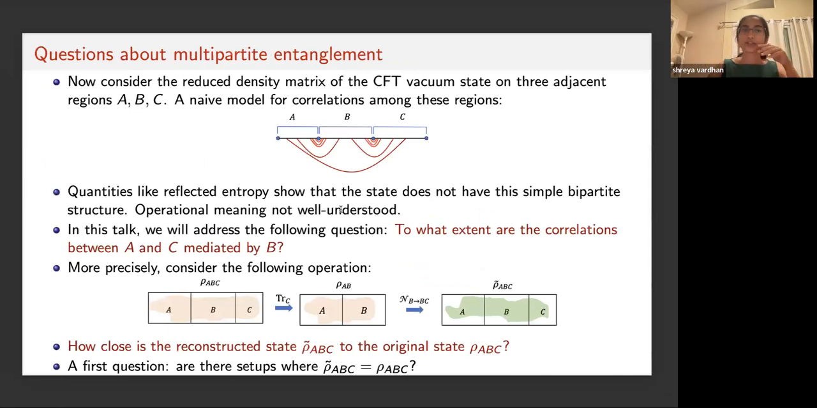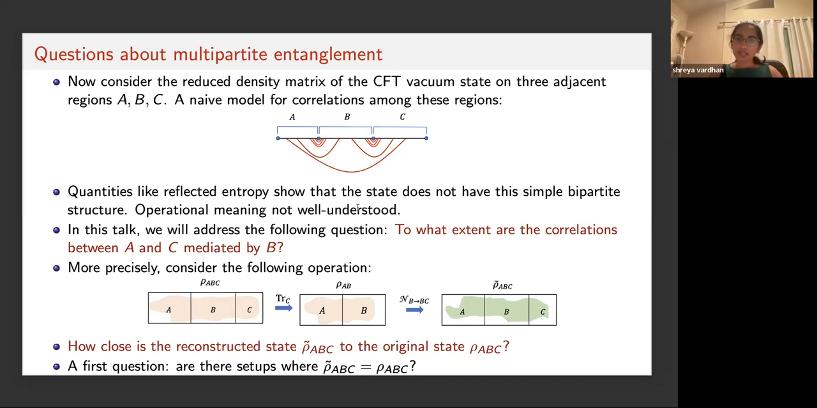So the question that we'll consider is as follows. You consider, again, the vacuum state of the conformal field theory, and you consider its reduced density matrix on 3 adjacent regions, A, B, and C. Based on the formula that I showed on the previous slide, we can make a simple model for the entanglement in this state between A, B, and C, which consists of a lot of entanglement on short distance scales between A and B and C, as well as longer range entanglement of this bell pair kind between A and B or A and C and so on.